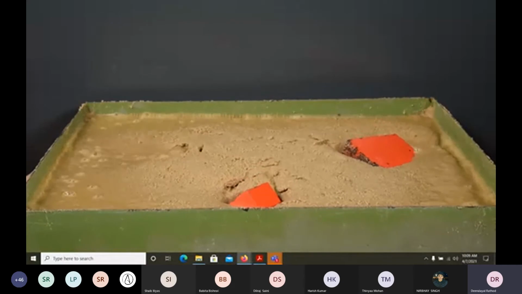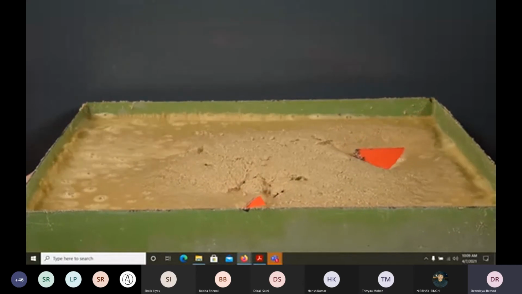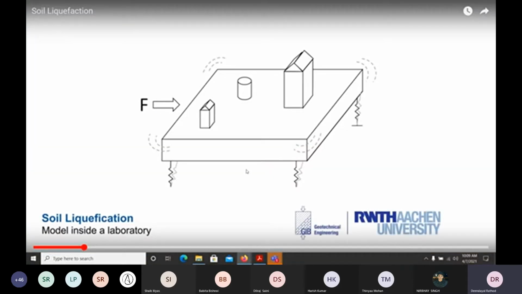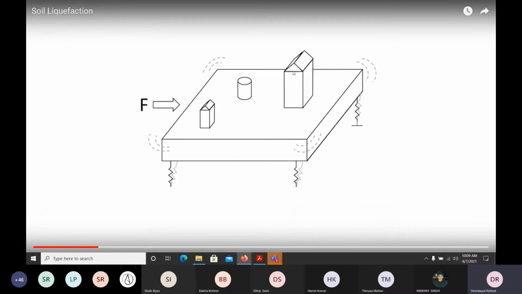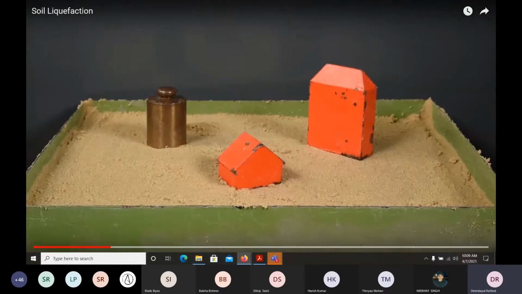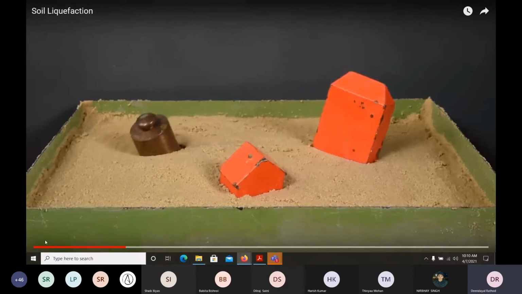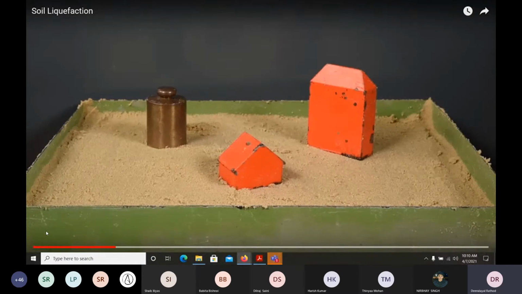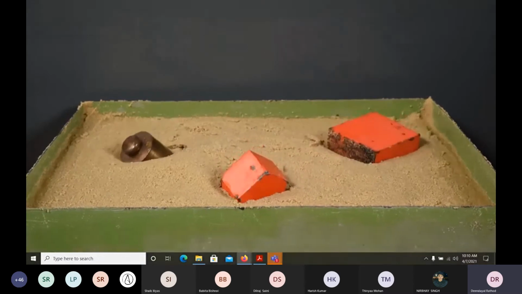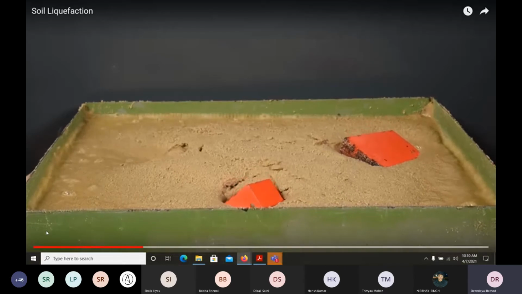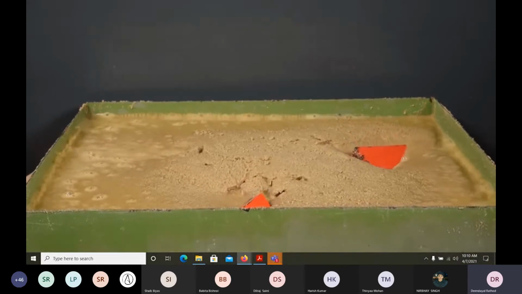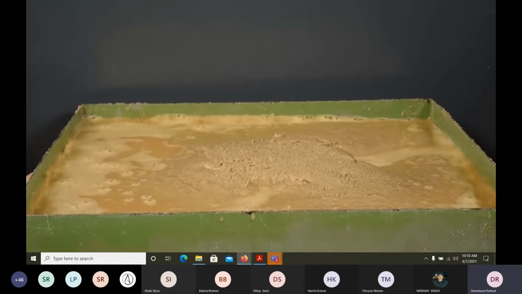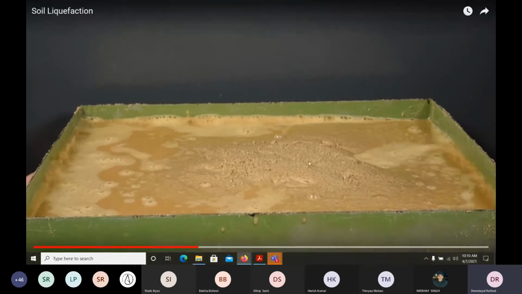Here they have used a small shake table. This shake table will shake like an earthquake, and these are all the buildings. What is happening is that the building is already standing, but now it is sinking because of this dynamic load, cyclic load, or what you call earthquake load. Pore pressure develops and the water will try to come up.